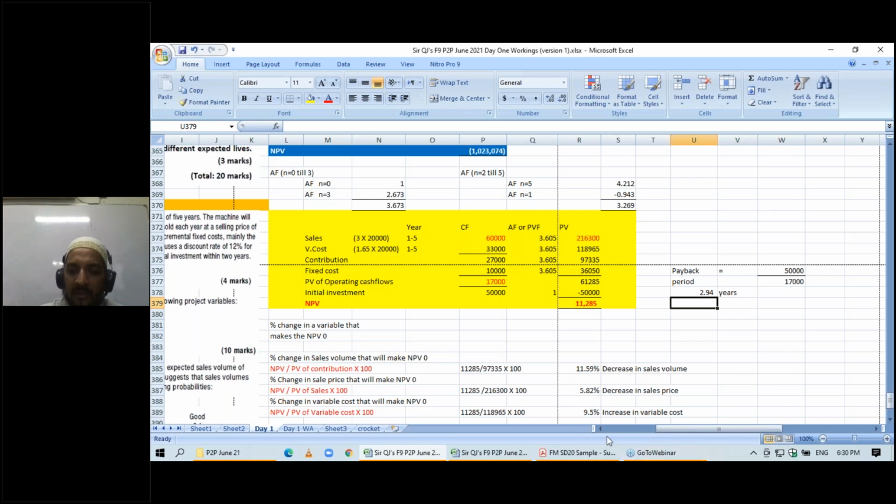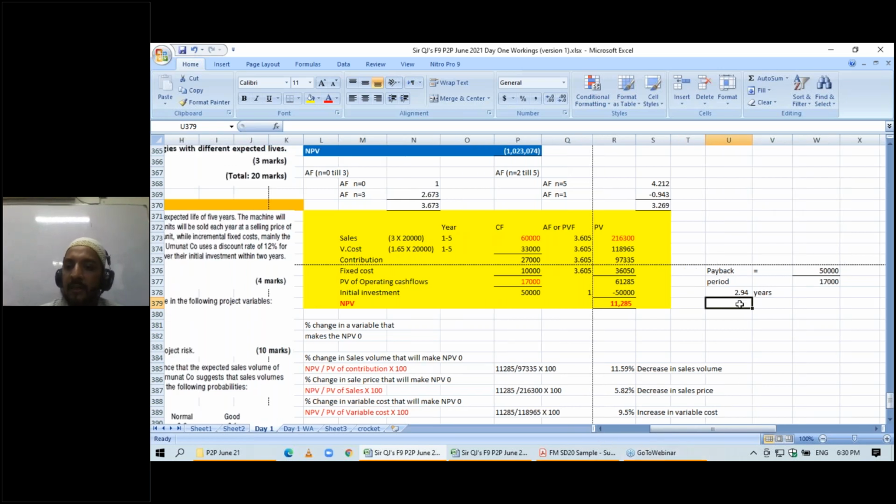Is it okay, Mohammed Ashik? This is the payback period. You can convert it in months as well. So 2 years, and in case of months, multiply 0.94 into 12 months. So you can get in months. So around 2 years and 11 months, you can get it back. So this is the payback period.